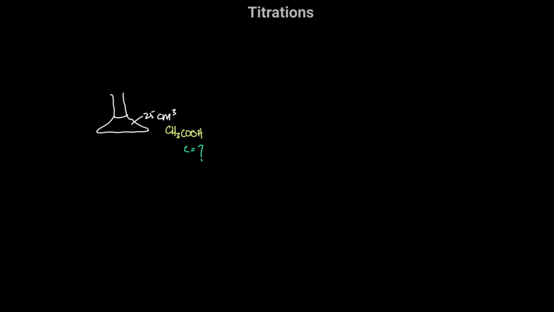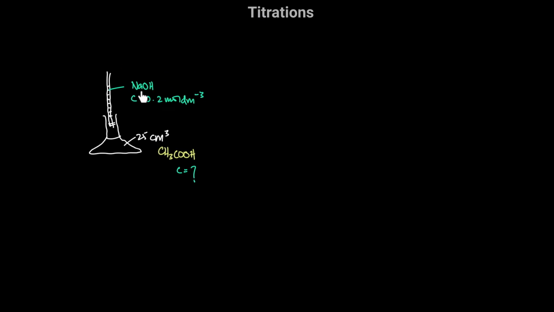So what we're going to do is use a burette, the graduated burette. Mind my drawing. In this burette I have sodium hydroxide, and I'm going to use a known concentration of sodium hydroxide. In this case, let's say the concentration is 0.2 moles per dm³. I'm going to add sodium hydroxide to the ethanoic acid drop by drop, and I'm going to use an indicator to tell me about the progress of the reaction.